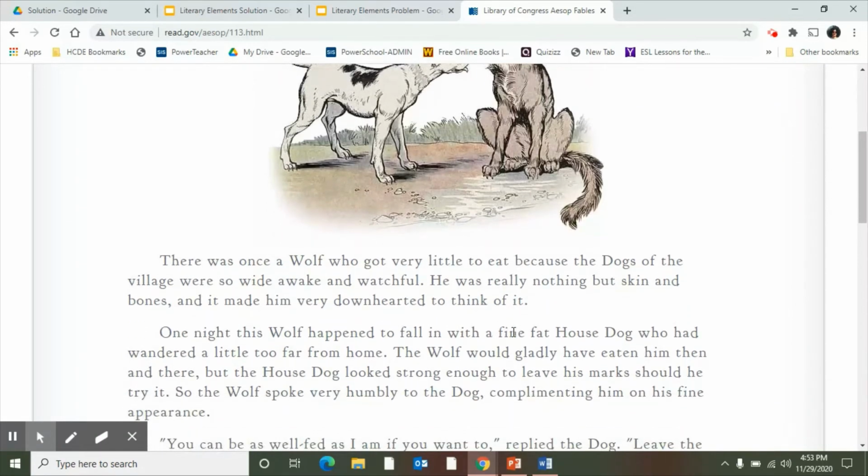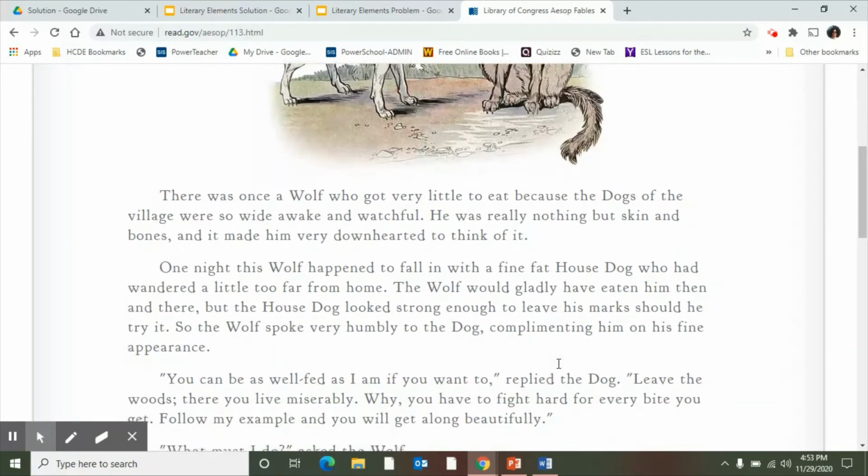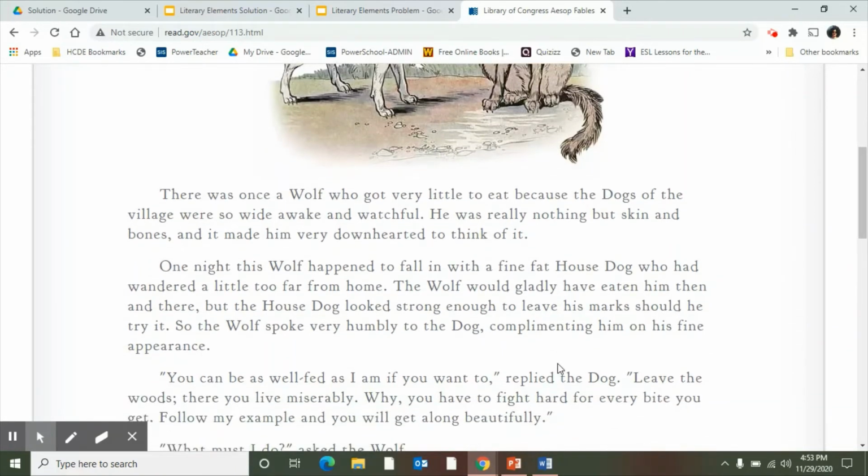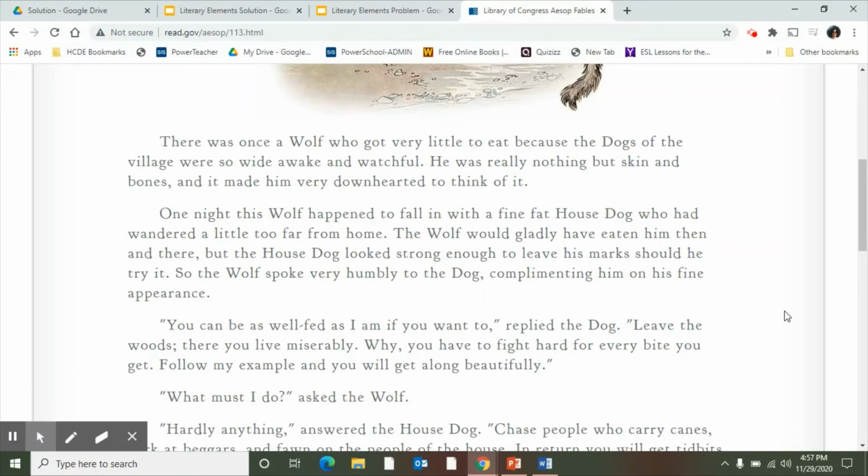One night the wolf happened to fall in with a fine fat house dog who had wandered a little too far from home. The wolf would gladly have eaten him then and there, but the house dog looked strong enough to leave his marks should he try it. So the wolf spoke very humbly to the dog, complimenting him on his fine appearance.